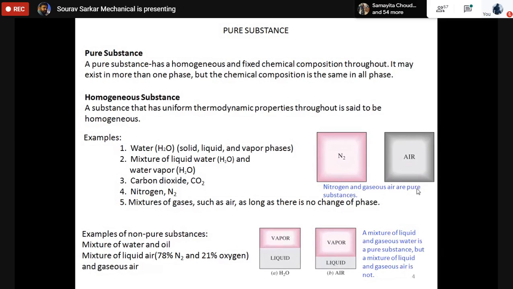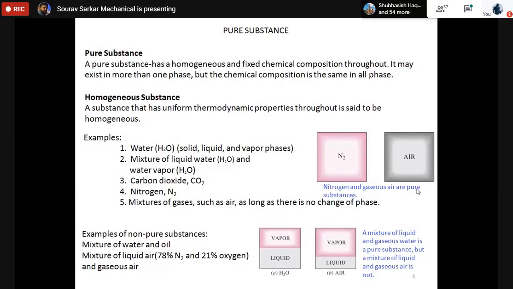So sir, I have a question. Is an alloy a pure substance? Any kind of alloy, metal alloy? Yeah, we can say it is a pure substance if it is perfectly homogeneous. If it is perfectly homogeneous. Okay, sir.